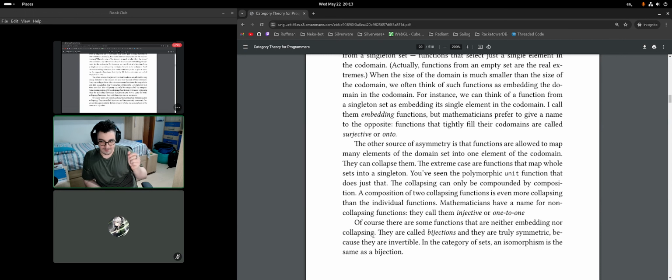At least to me, the intuition that I have right now is that you need to be one of those three, because there's no way around it. Either you are one-to-one mapping bijectively, or you are funneling, collapsing, or you are embedding. That's my understanding, and that's the end of the chapter.